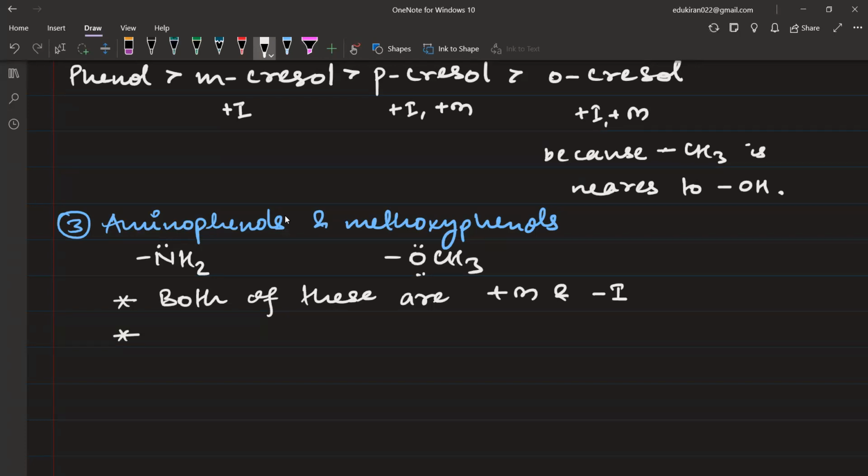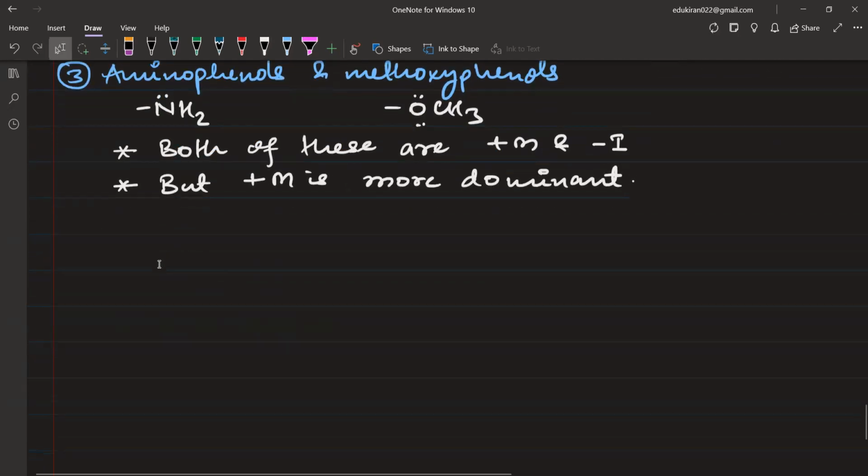But here what is more dominant? Please write, but plus M is more dominant. That is why it will be what? That is why these will be less acidic than phenol. यहाँ पे लिखेगा.